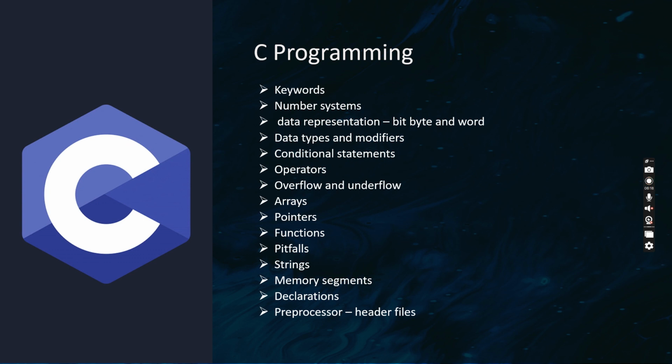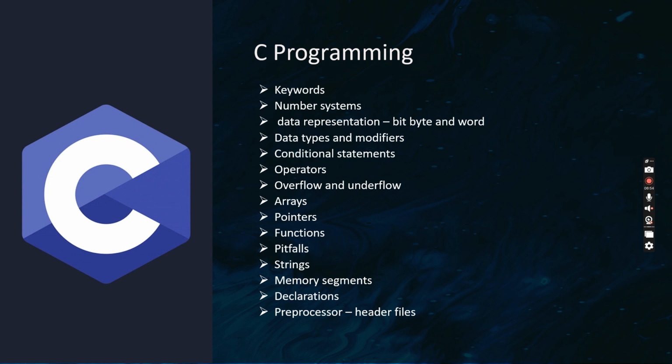Then we have arrays. Arrays are like a one-dimensional or two-dimensional array of data. Then we have pointers. Pointers are nothing but the address of a specific memory location. Rather than using the variable present in a memory location, we often use pointers. There are many types, and we can initialize pointers.